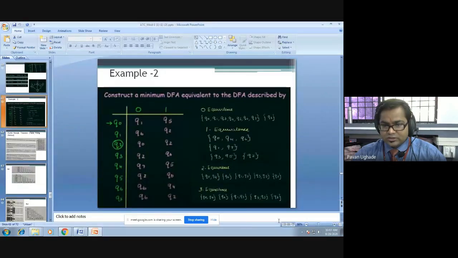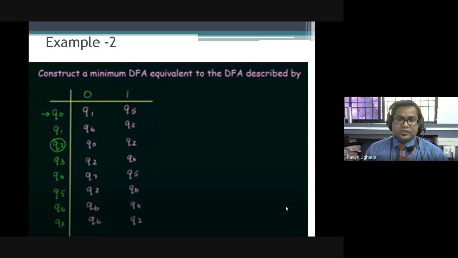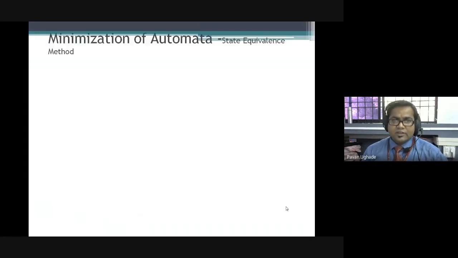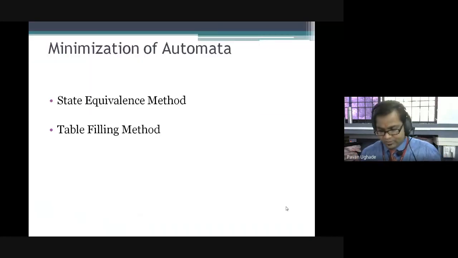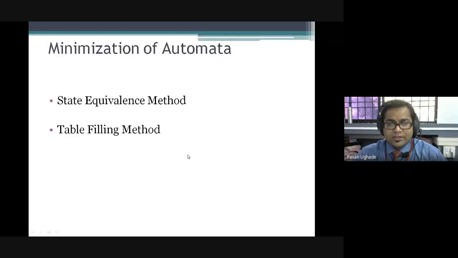So in the last class, we have discussed this state equivalence method. We have discussed minimization of automata. We will be seeing two methods. One is the state equivalence method, another is the table filling method. It is also called the Myhill-Nerode method.